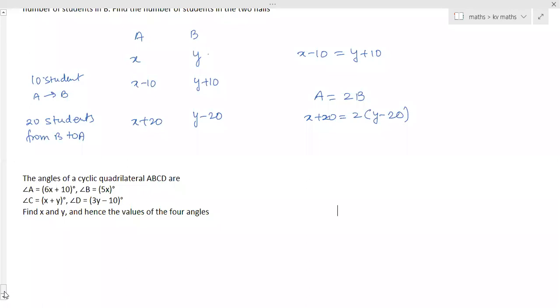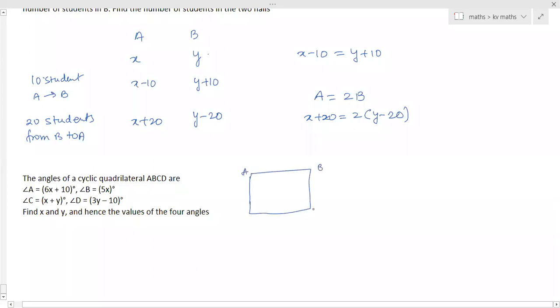The next question. The angles of cyclic quadrilateral ABCD are given. Find X and Y. So cyclic quadrilateral means? Opposite angles are supplementary, 180. Yes. Sum of opposite angles is equal to 180. So this is quadrilateral ABCD. That means A plus C is equal to 180 and B plus D is equal to 180. A plus C is equal to 180, so 6x plus 10 plus x plus y is equal to 180. So 7x plus y is equal to 170.